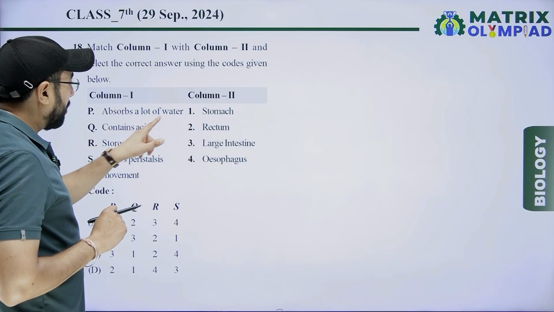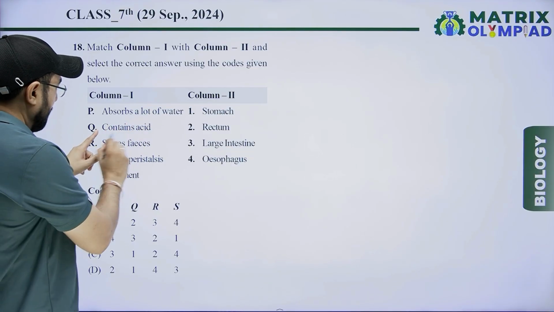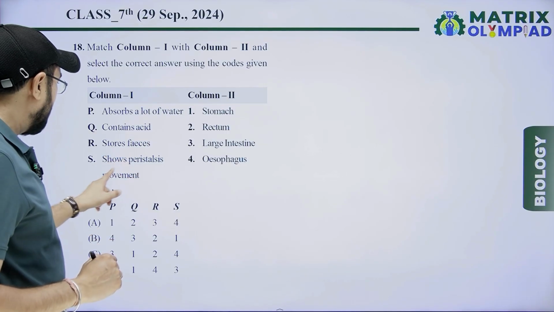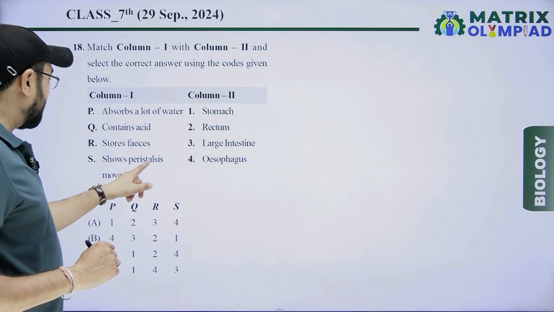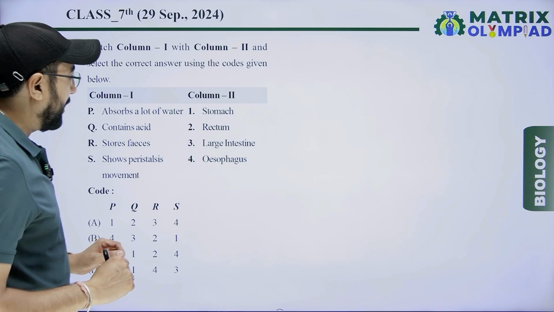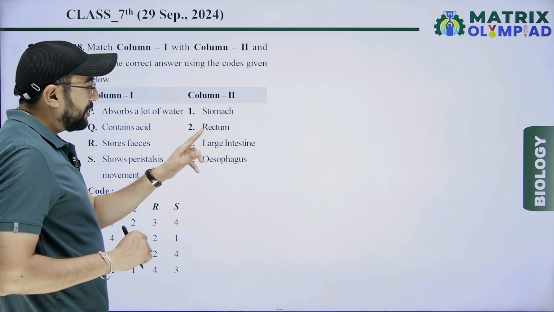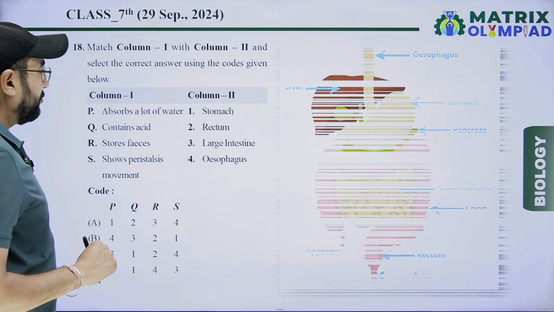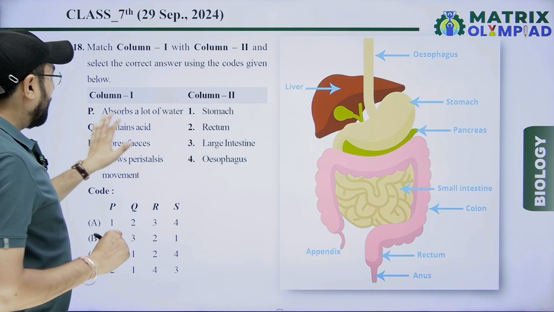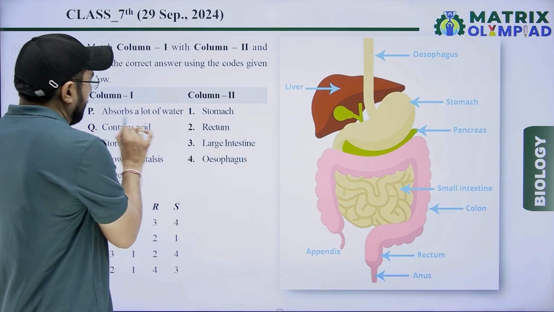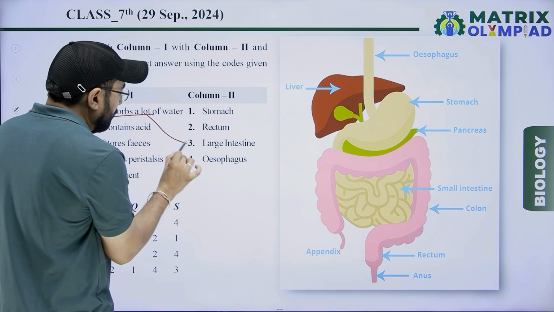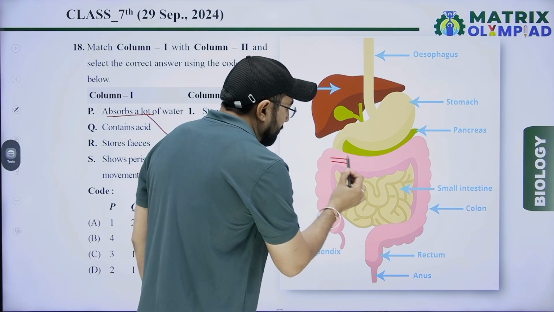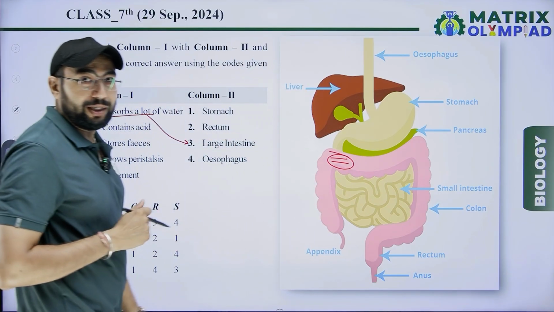Absorb a lot of water, contain acid, stores feces, and show peristalsis movement. Column second: stomach, rectum, large intestine, and esophagus. Absorb a lot of water is related to the large intestine, and the large intestine helps in absorption of water.